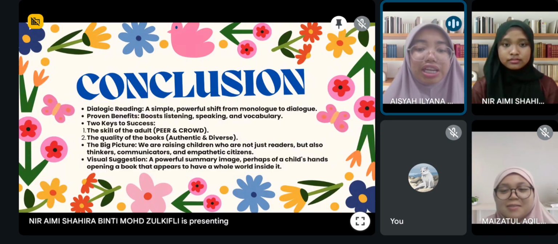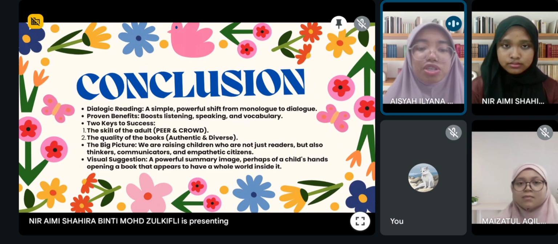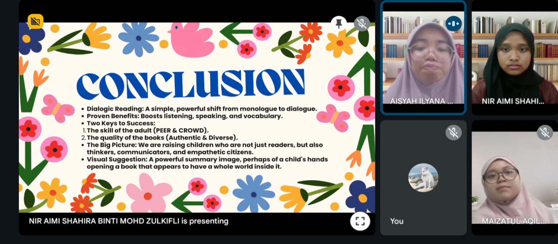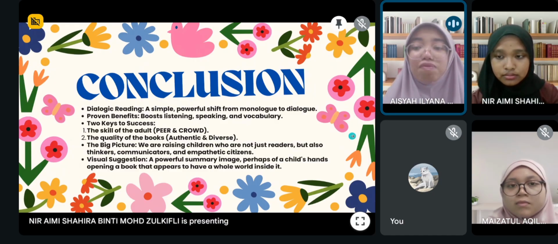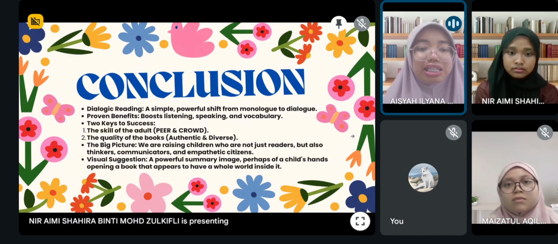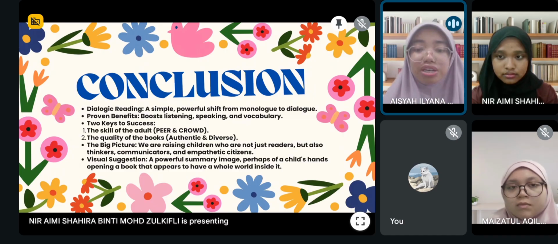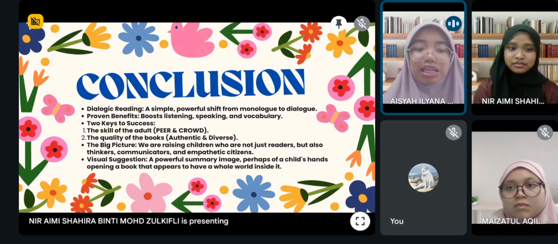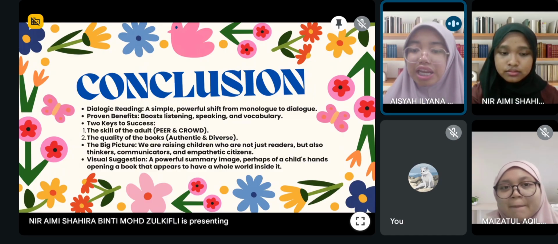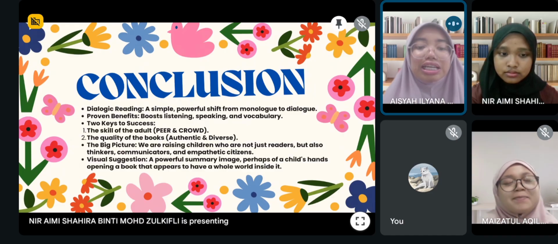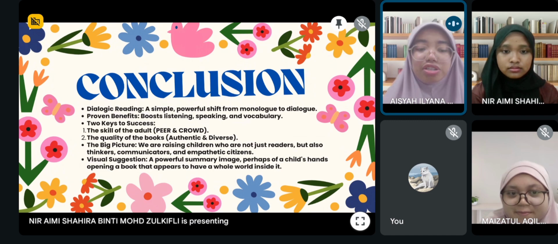So, to bring it all together, dialogic reading is a simple but profound shift in how we approach story time. It is a proven, powerful method for boosting a child's listening, speaking, and vocabulary skills. Its success really depends on two key factors. First, the skill of the adult in leading a warm and interactive conversation using tools like PEER and CROWD. And second, the careful and thoughtful selection of authentic, diverse, and multicultural books.